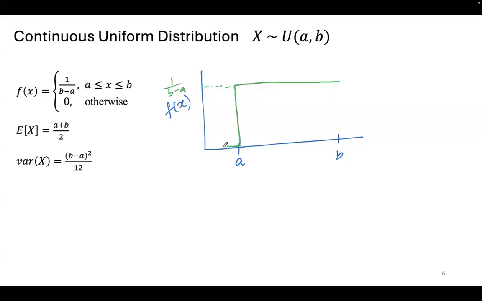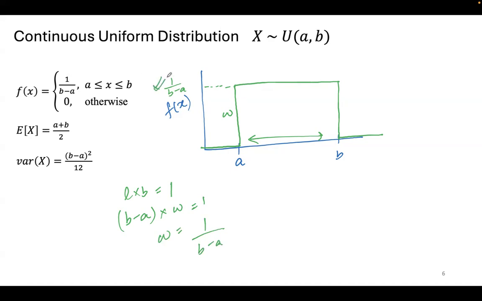As soon as you go before a, the value is 0, and as soon as you go after b, the value is again 0. This is a rectangle, right? Area of a rectangle is length into breadth, and the total area has to be 1. The length here is b minus a, and the width, let's call it W, is such that the area is 1. So W comes out to be 1 upon b minus a, and that's this value right here. This is not something you have to remember. Remembering 1 upon b minus a, what if you make a mistake somewhere? It's easier to just derive this.